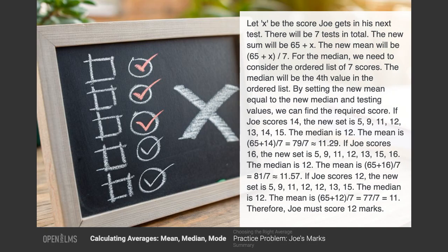If Joe scores 12, the new set is 5, 9, 11, 12, 12, 13, 15. The median is 12. The mean is (65 plus 12) divided by 7 equals 77 over 7 equals 11. Therefore, Joe must score 12 marks.